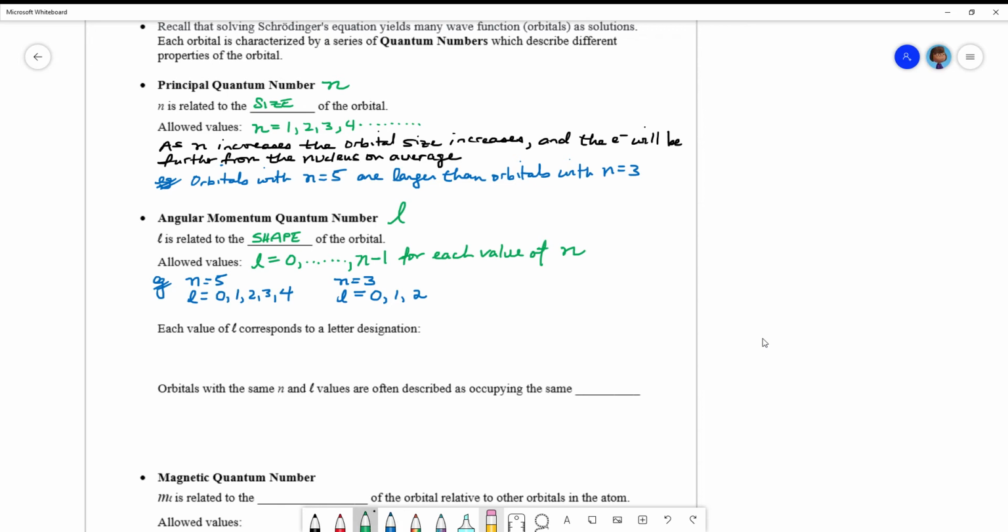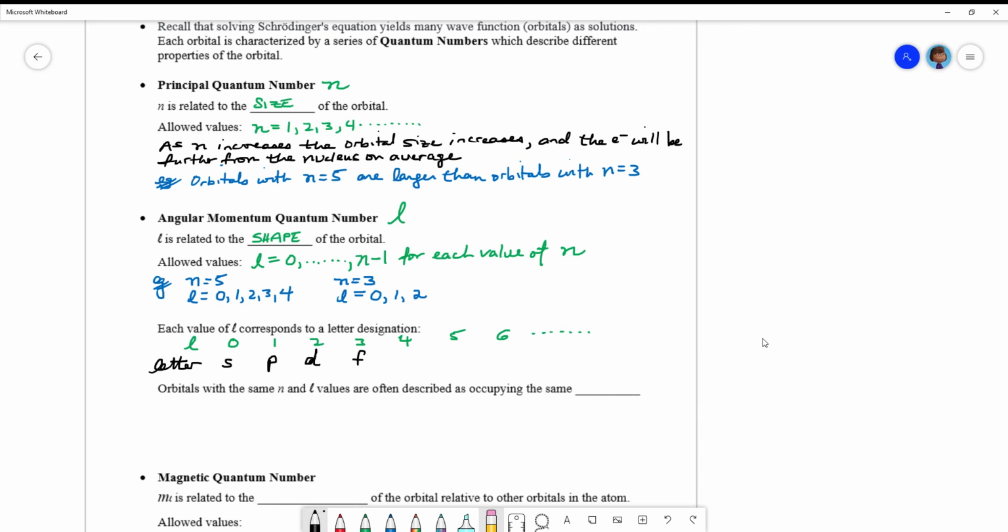So our L values can be 0, 1, 2, 3, 4. Well, it can keep going, 5, 6, and so on. And for each of these, there is a corresponding letter designation. And you might recall these letter designations. When L is equal to 0, the letter that is used is S. When L is equal to 1, P. L equals 2, D. L equals 3, F.